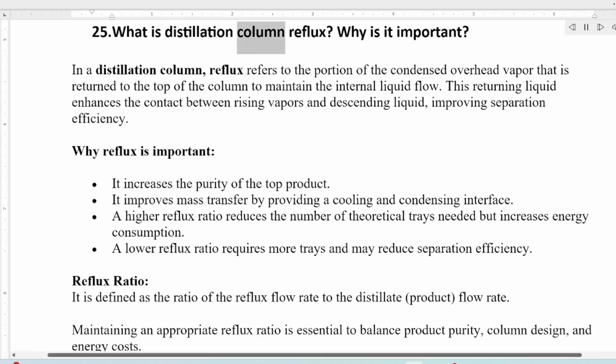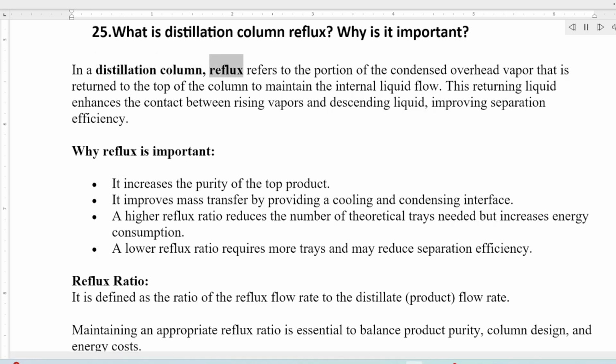What is distillation column reflux? Why is it important? In a distillation column, reflux refers to the portion of the condensed overhead vapor that is returned to the top of the column to maintain the internal liquid flow. This returning liquid enhances the contact between rising vapors and descending liquid, improving separation efficiency.